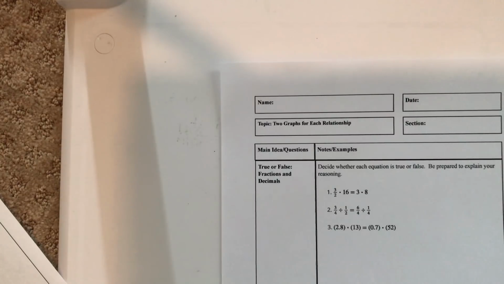Lesson 13 says that there are two graphs for every relationship. We've been studying proportions, and from proportions, we know that we can identify a constant of proportionality, also known as k. In identifying a constant of proportionality, we also know that there exist two constants of proportionality for every proportional relationship. To find the second one, we take the reciprocal.